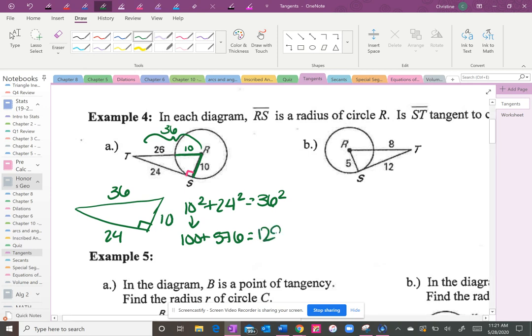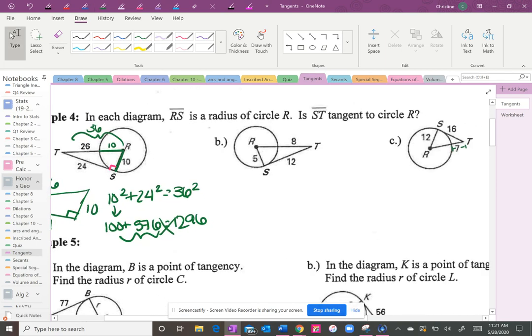$12.96. So this obviously is not equal to $12.96, so this is not tangent. Again, these are the same types of problems. Just remember that you have to take the radius here and put it here.